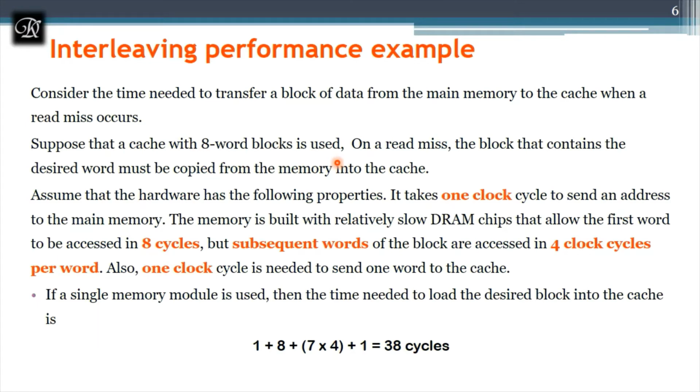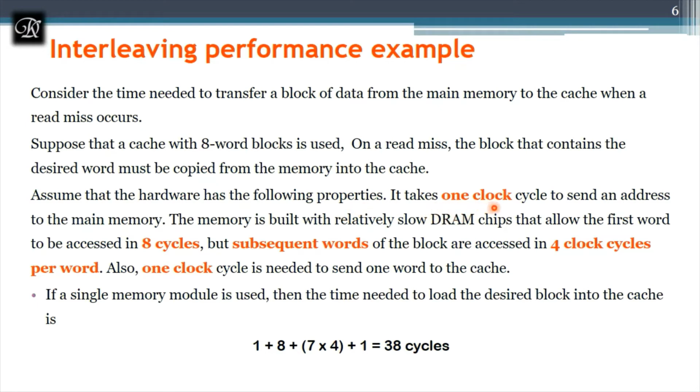On a read miss, the block that contains the desired word must be copied from the main memory into the cache. This is what we know: when there is a miss, we have to bring the data from RAM to cache. Assume that the hardware we are using has the following properties.